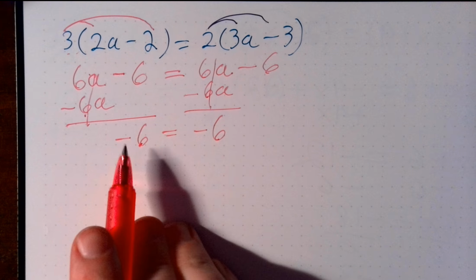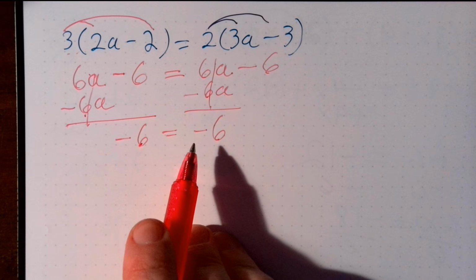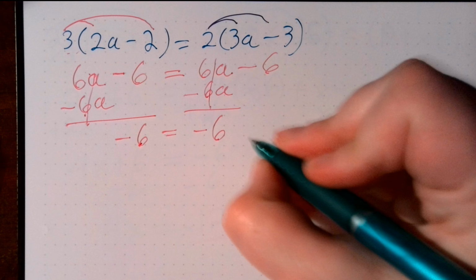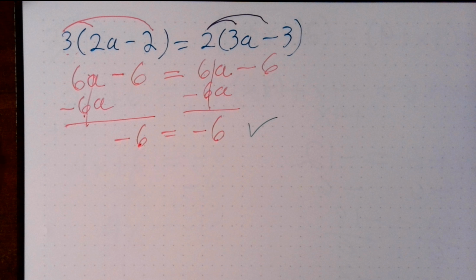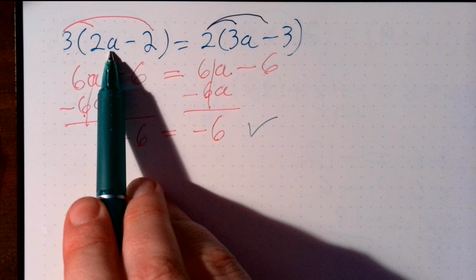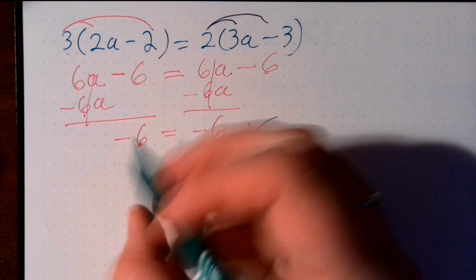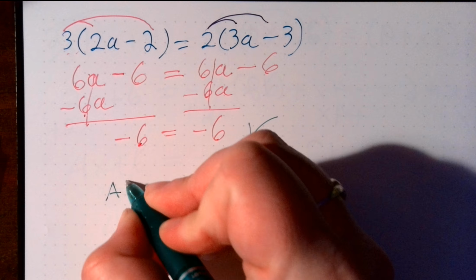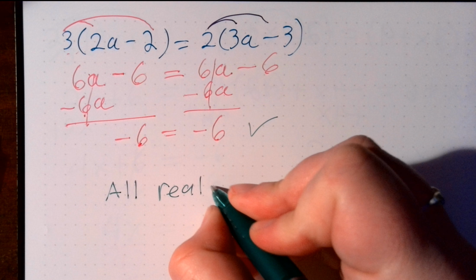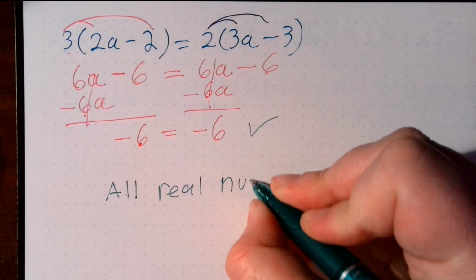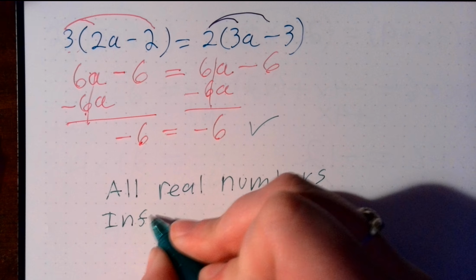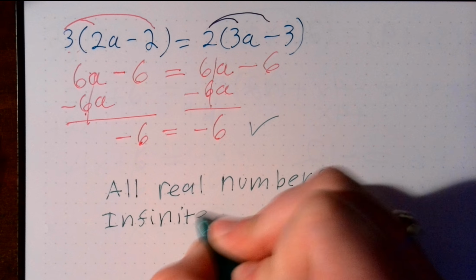So when I get a number equal to itself, that is a true statement. That is accurate. So this tells me that no matter what number I plug in for my variable, I'm going to get a true statement. So we call this all real numbers or infinite solutions.